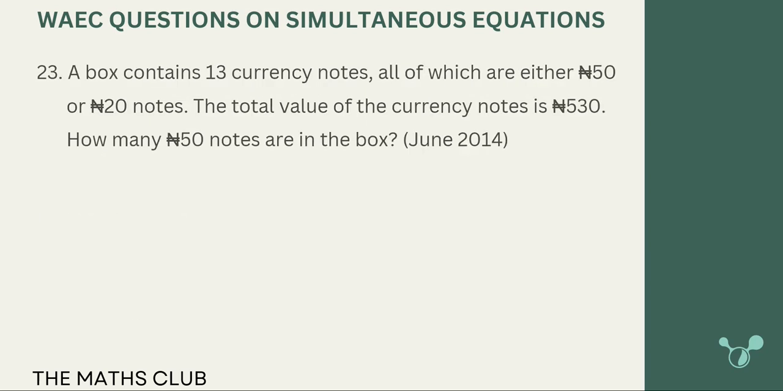Great. 23 says that a box contains 13 currency notes, all of which are either 50 naira or 20 naira notes. The total value of the currency notes is 530. Find how many 50 naira notes are in the box. This is similar to all the things that we've been doing. Pause the video and try it out yourself.